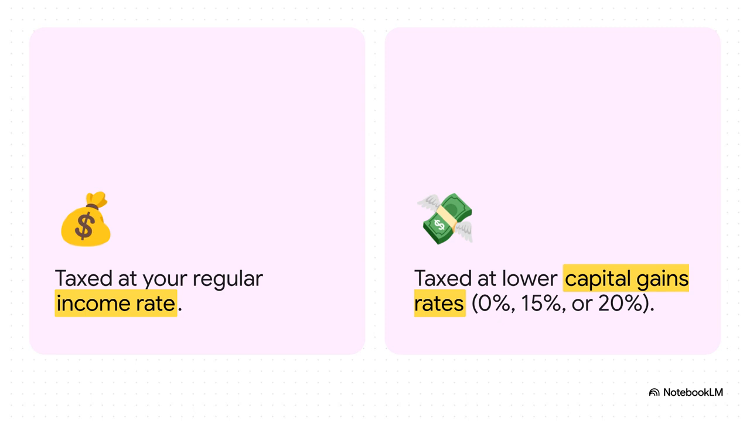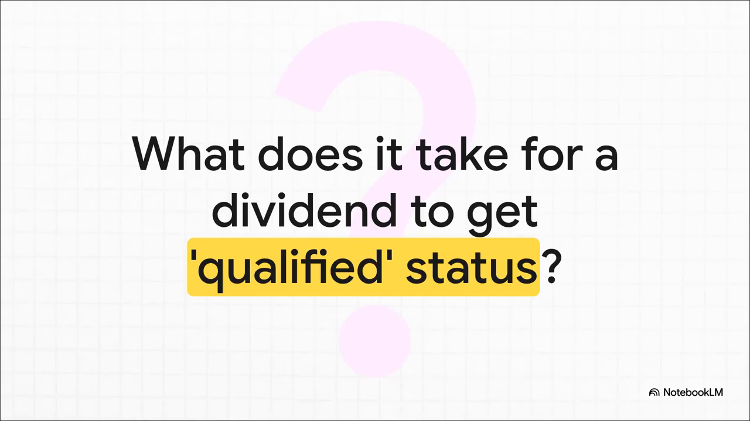Okay, but this is where it gets really interesting. Some of those ordinary dividends, they can get a special qualified status. And trust me, this is a huge deal for your taxes. Why? Well, ordinary dividends get taxed at your regular income rate, just like your paycheck. But qualified dividends? Oh, they get taxed at the much lower long-term capital gains rates. We're talking 0%, 15%, or 20%. The takeaway here couldn't be simpler. The more qualified dividends you have, the less you pay in taxes. Period.